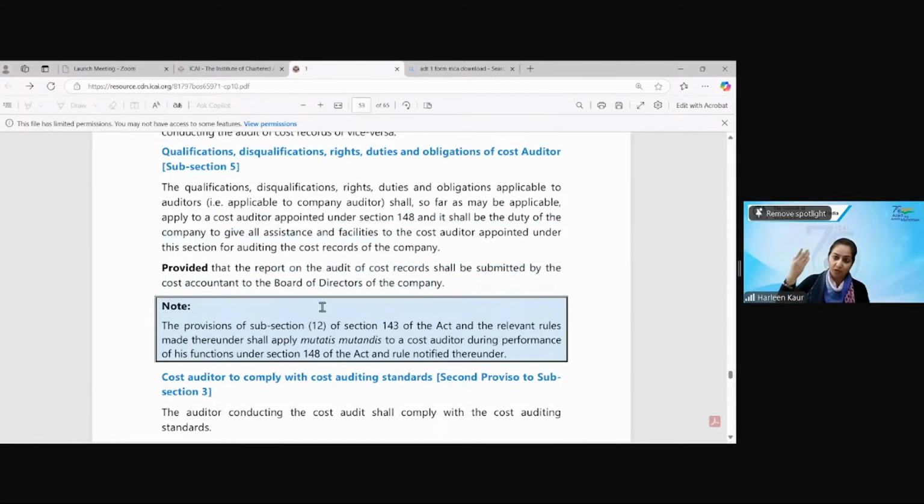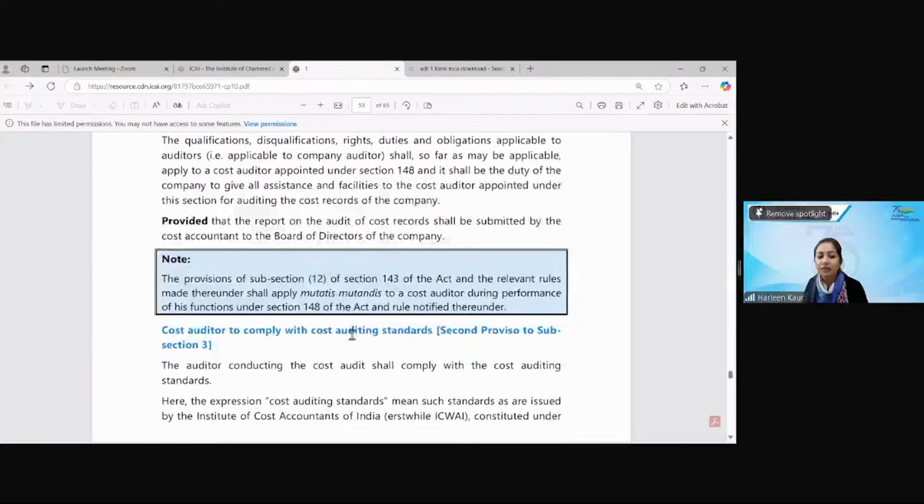किसको देनी है आपने report? The statutory auditor was giving it to the shareholders in the general meeting. The cost auditor is giving his report to the board of directors. 143 subsection 12, which was applicable for fraud, is also mutatis mutandis applicable to the cost auditor during his functions.